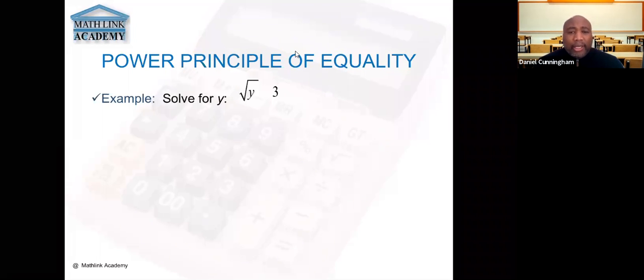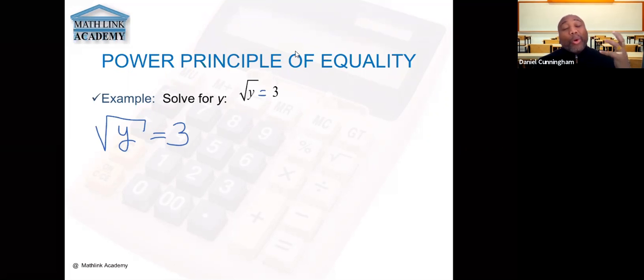Now let's look at another type of problem similar to what we looked at earlier. Again, it's not completely written, so I'm going to write it for you. It is the square root of y is equal to 3. So let's write it down here. Square root of y is equal to 3. You want to solve for y, get y by itself. Y is not by itself because it's the square root of y. Now, how do we get rid of the square root?